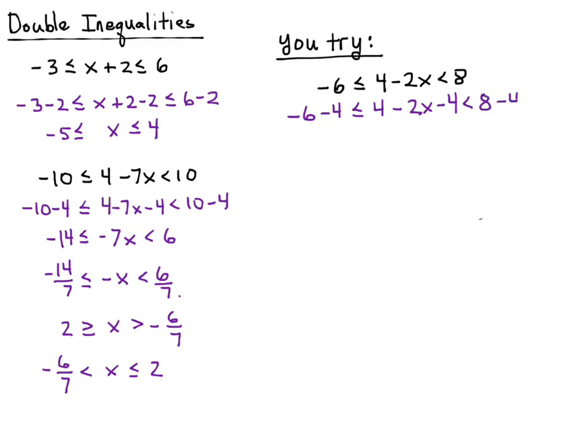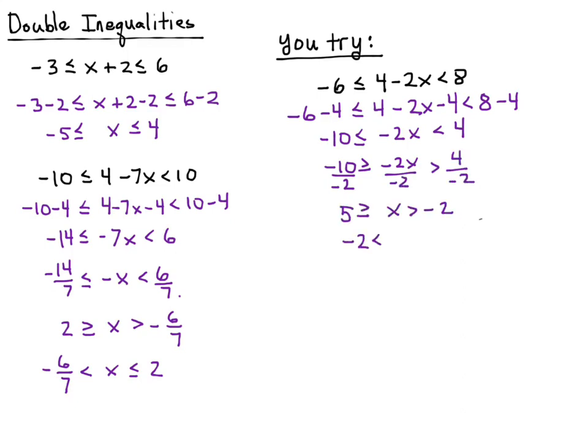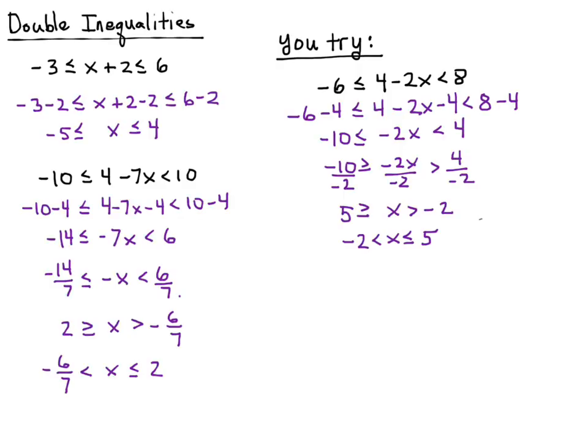All right, so we'll subtract 4 from every line, or every segment of that, and then we get negative 10 is less than or equal to, oh boy, I'm just not doing this very well today. Okay, so we end up with negative 10 is less than or equal to negative 2x, which is less than 4. So we'll divide through by negative 2, and that's the event that makes us change the direction of the inequalities. And so then that negative 10 over negative 2 becomes 5 is greater than or equal to x, which is greater than negative 2.